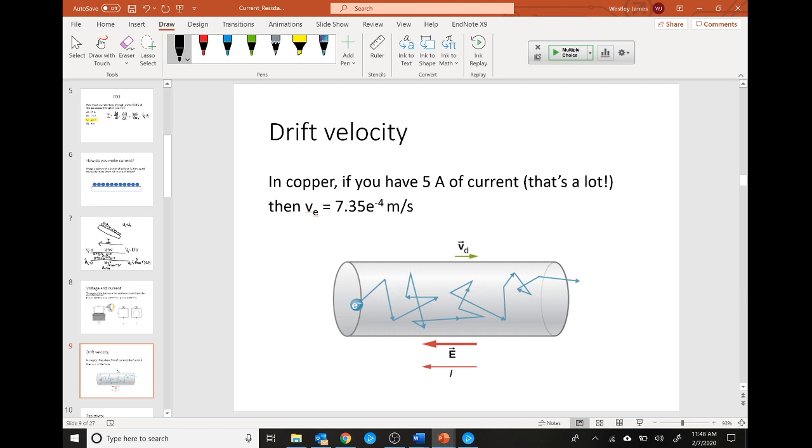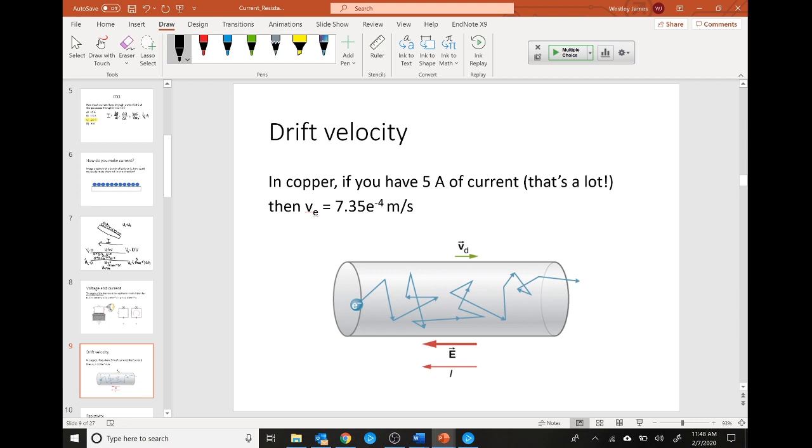So this is where if you have 5 amps of current, an amp of current is a lot of current. Always good to have a sense of magnitude. If you have 1 amp of current, that's a lot. Most devices don't take that much. If you try to put 1 amp through a lot of devices, they'll end up breaking. And we'll explain why they end up breaking.